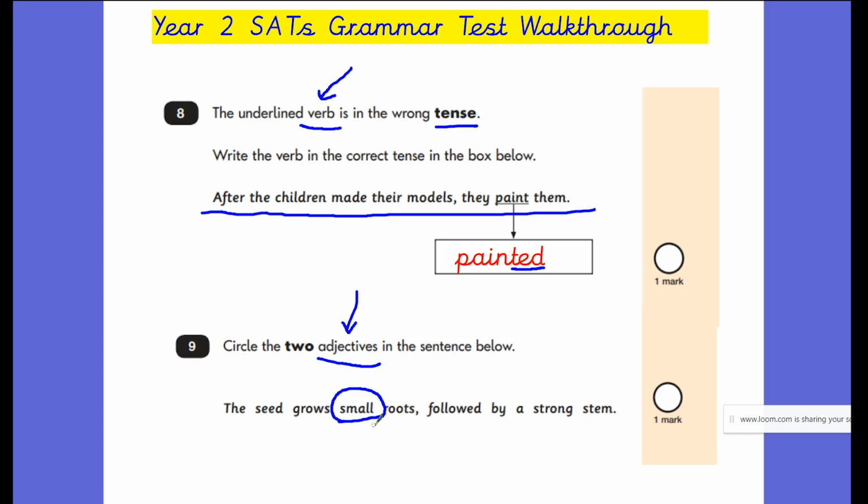Now, adjectives usually describe nouns. So roots is a noun. So an adjective will come before the noun and describe the noun. So small is one of the adjectives. And is there another noun in this sentence? Well, we've got one here, stem, which is the name of part of a plant. So what is the adjective that describes that noun? It is the word strong. So if they circle the words small and strong, they would get that question correct.